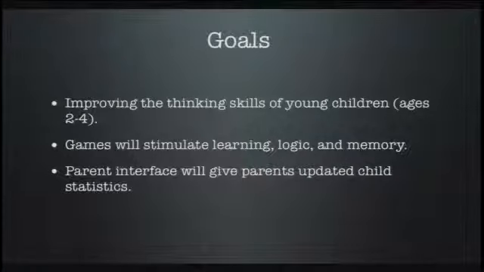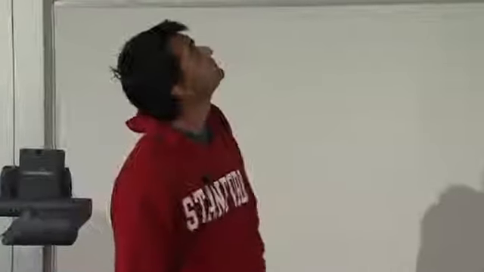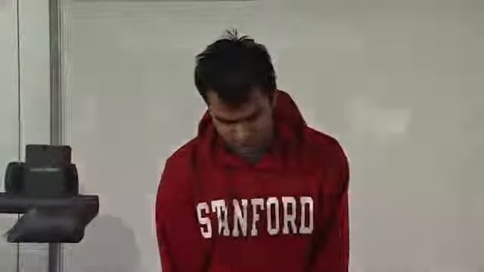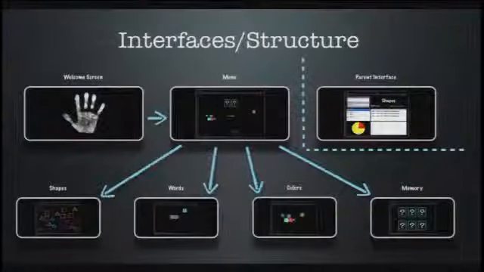So like I said, it's for improving thinking skills for kids between the ages of 2 and 4. It's meant to stimulate learning, logic, and memory. And there's also a parent interface, so the parent can monitor how well the kid is doing. I'm going to be giving you a little demo. These are the screens. Basically, just the navigation of the app itself.